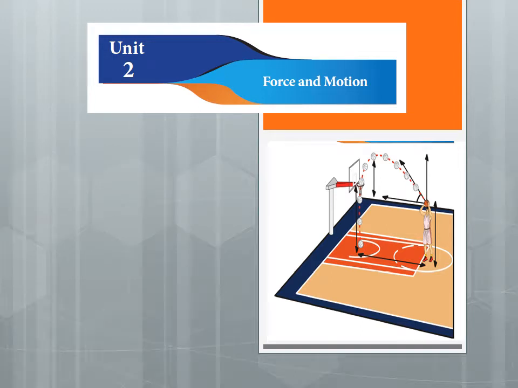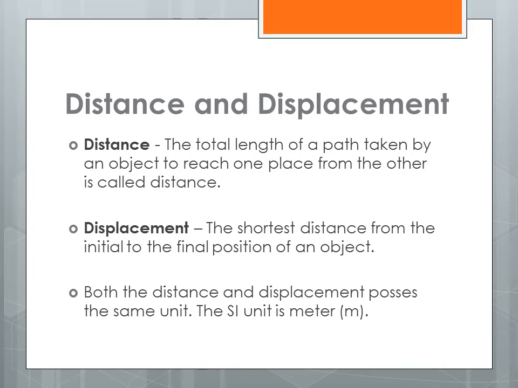Now let's see distance and displacement. Distance: the total length of a path taken by an object to reach one place from the other is called distance. Displacement: the shortest distance from the initial to the final position of an object. Both the distance and displacement possess the same unit. The SI unit is meter, m.